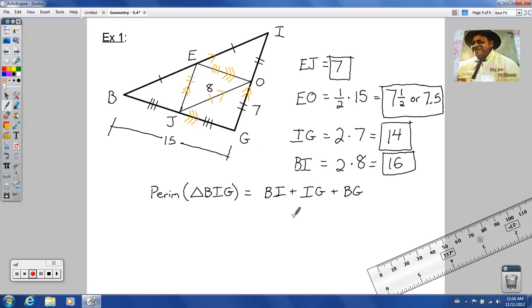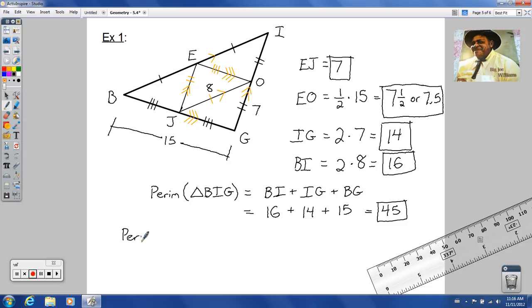So if we replace all those letters with the numbers we know that they're equal to, this is 16. IG, we figured out, was 14. And then BG, it's right there in the picture, that's 15. You add those three things together, this is going to be 30, plus 15 is going to be 45.